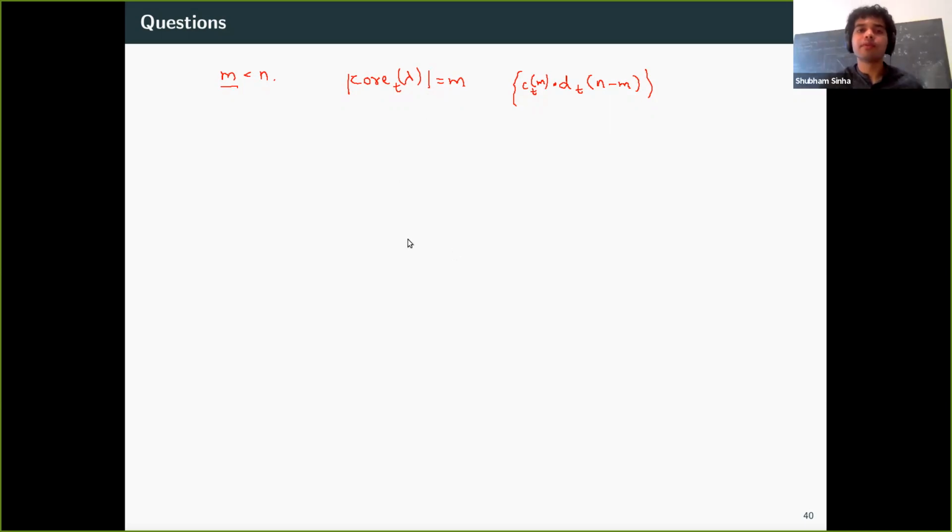Oh, sorry, my bad. It will be the same for each core. That also follows from partition division. If you take two T-cores, row 1 and row 2, of size m, then the number of lambda in n which gives you row 1 is the same as the number of lambda which gives you row 2. So it's equidistributed.